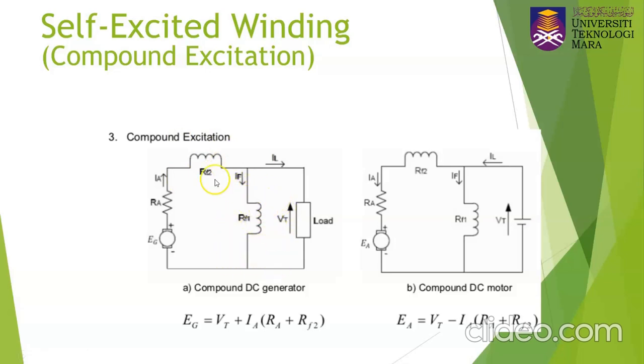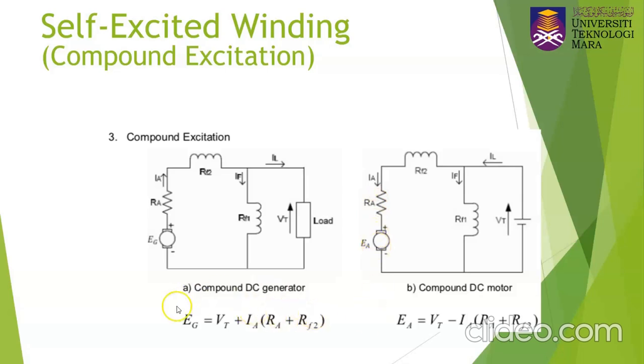For the generator, since it generates electricity, IA comes out from the generator and goes to the load. For the motor, since it needs electricity, we put a supply here, and then current will flow from the supply to the motor. So IA is coming towards the motor.